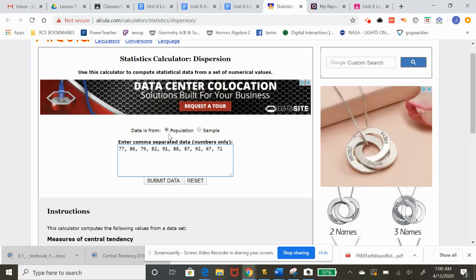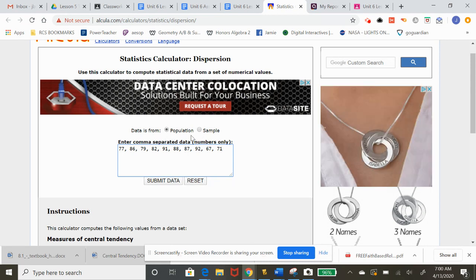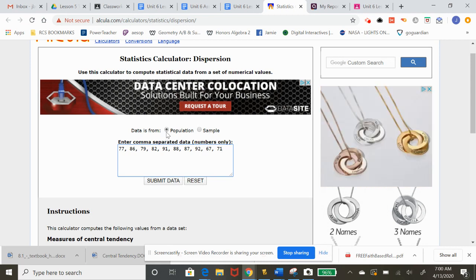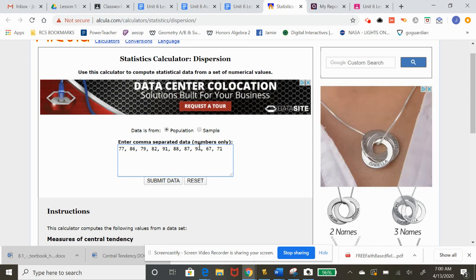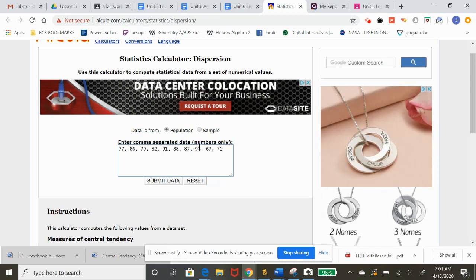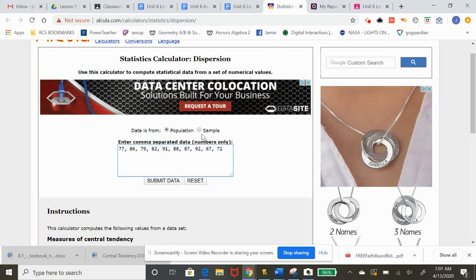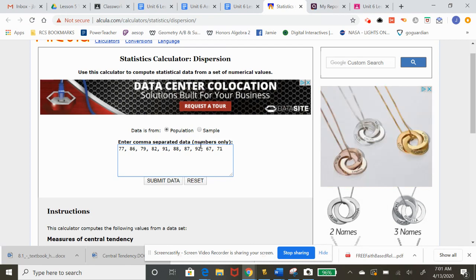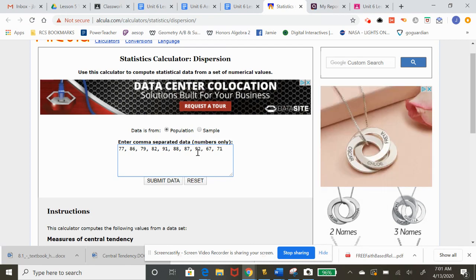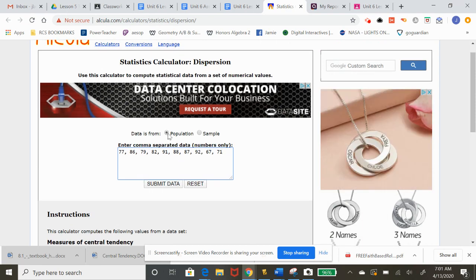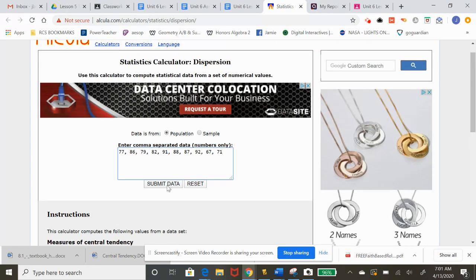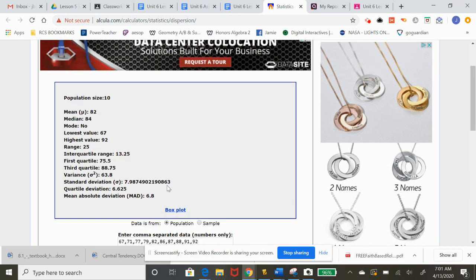And this is important. It says, is your data from a population or a sample? So right now we're just saying that this is our population. These are all the pitches that we're worried about. It's not coming from a larger set of data. Later in the unit, we'll talk about what samples are and how that changes the calculation of standard deviation. So just make sure it stays on population. Press submit data. Okay, and it gives you a lot of information here.